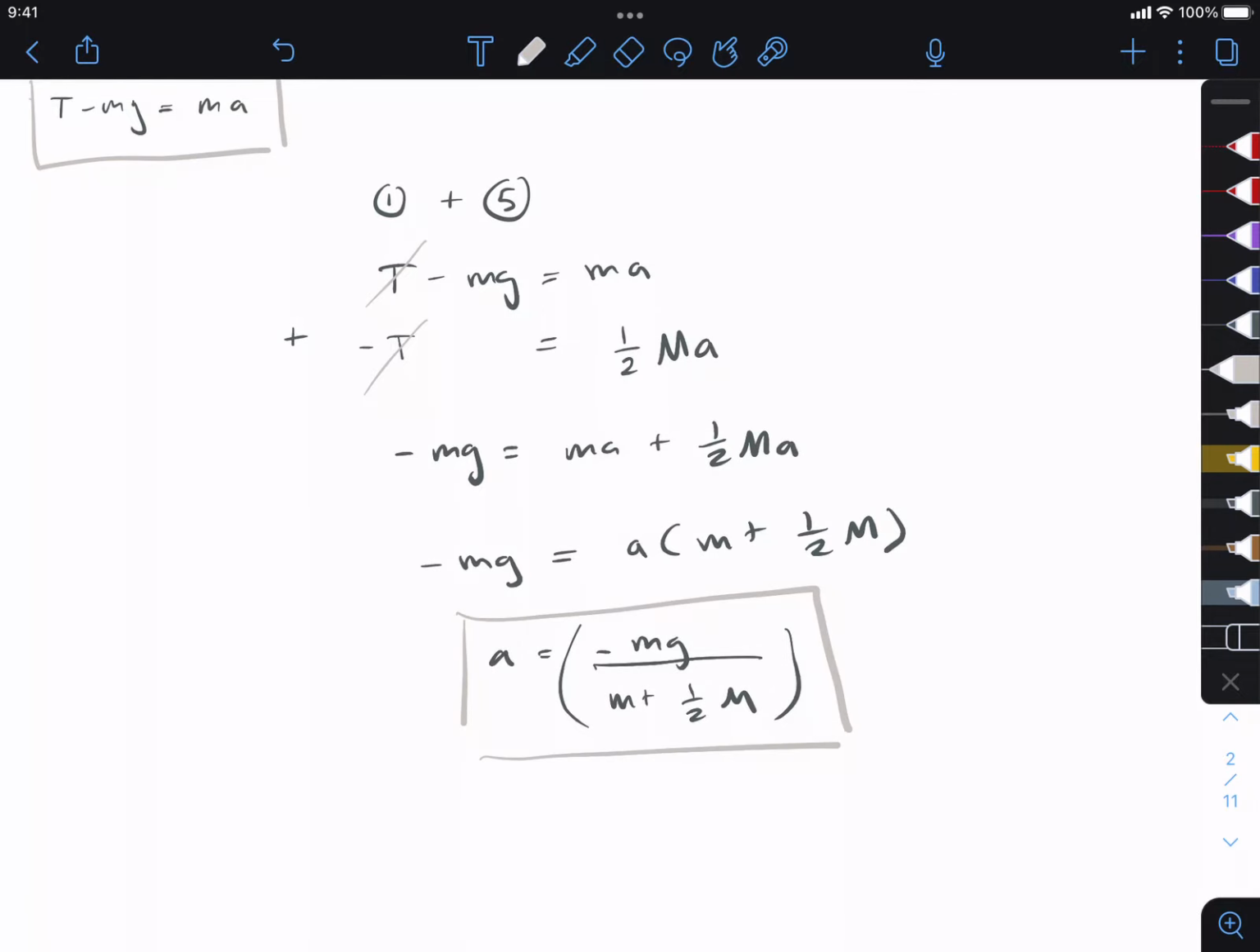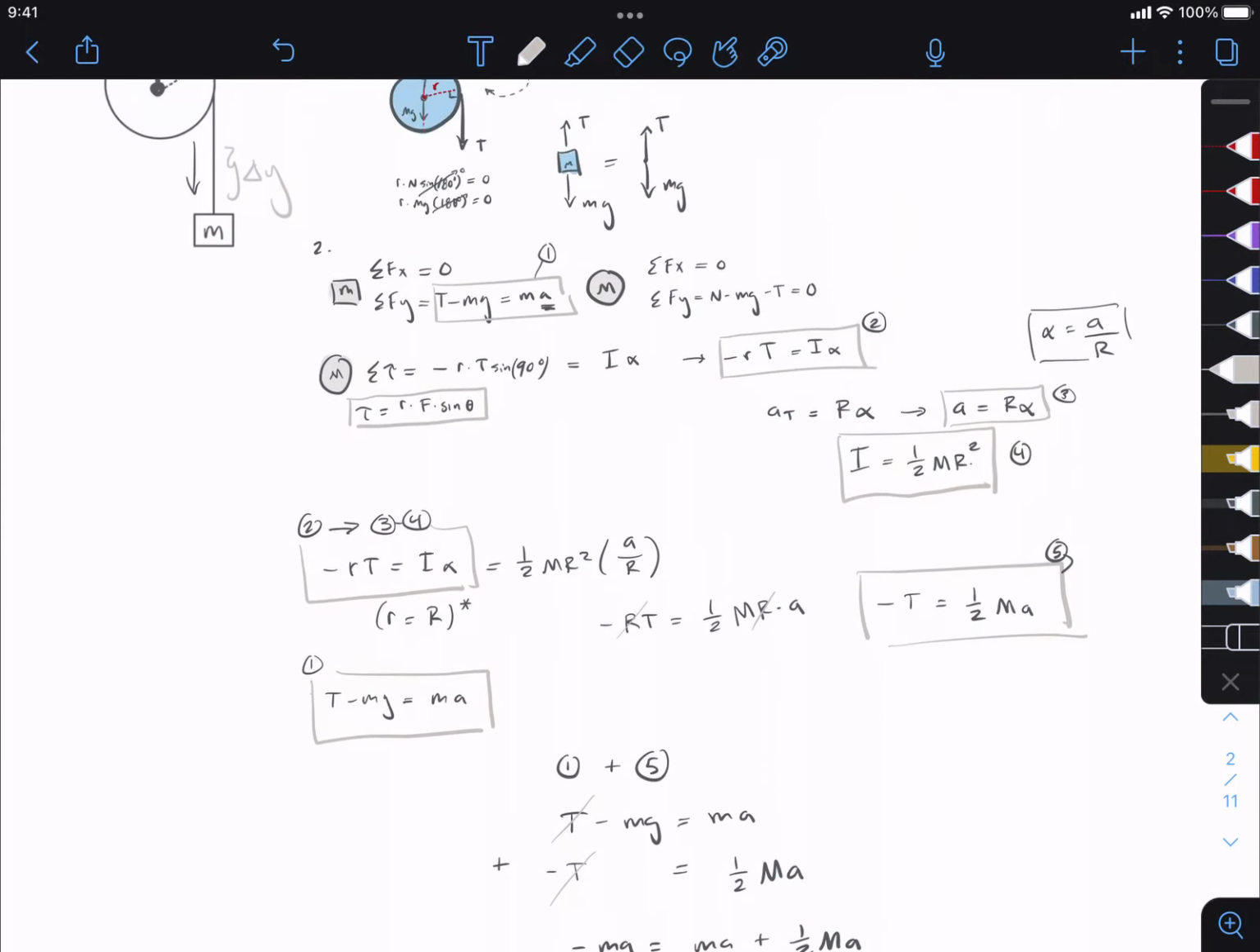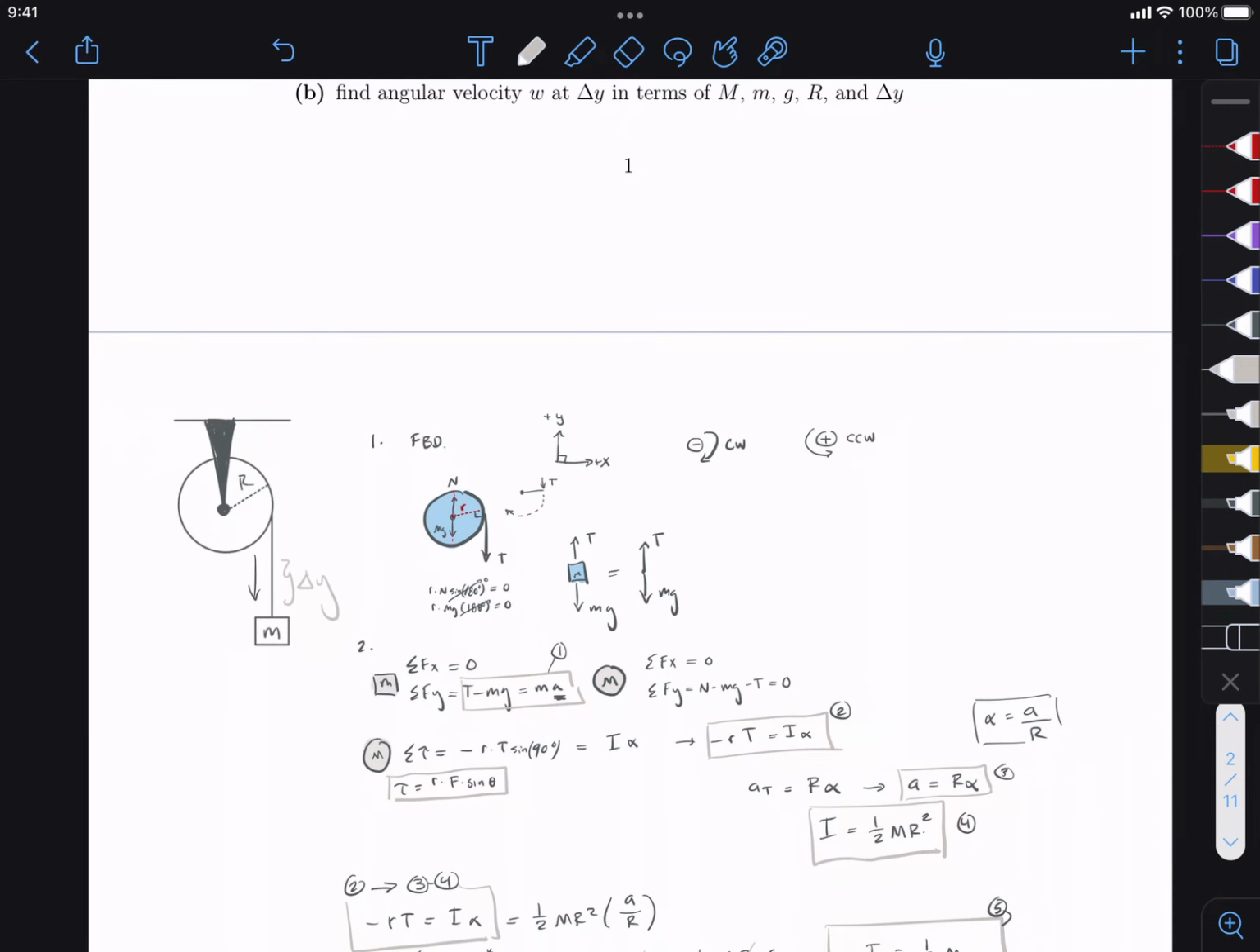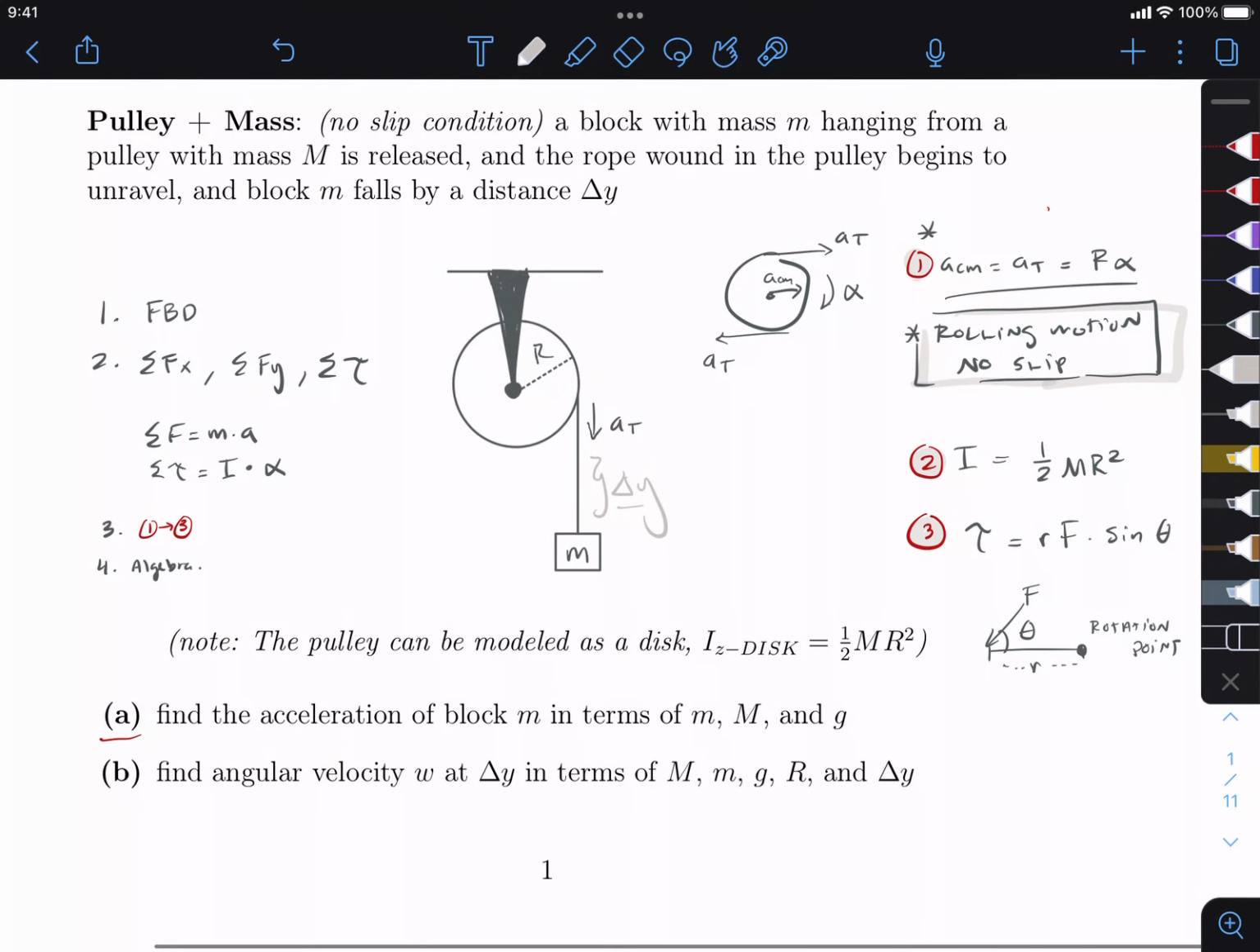So this acceleration is the downwards acceleration of this little block m, as it's displaced, moving down. And we found it because we know that this tangential acceleration when the object is spinning is going to be equal to this r alpha. So we were able to use our torque equation combined with one of our sum of forces equations to solve the problem.